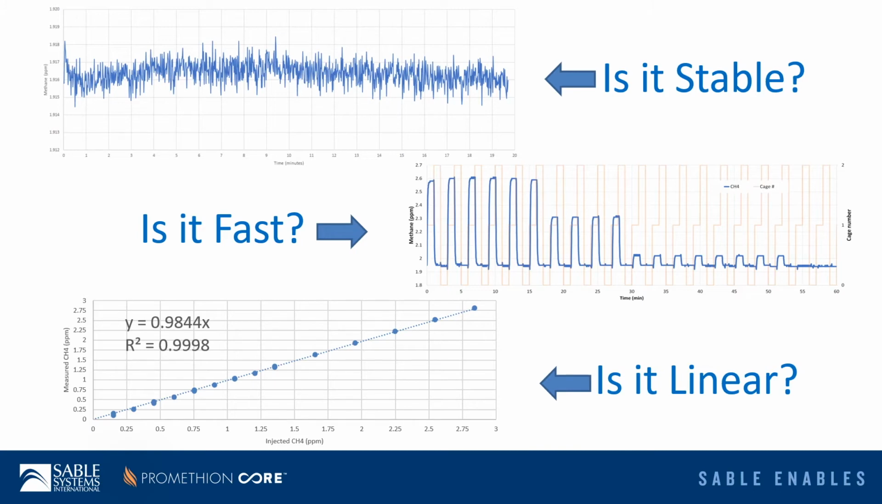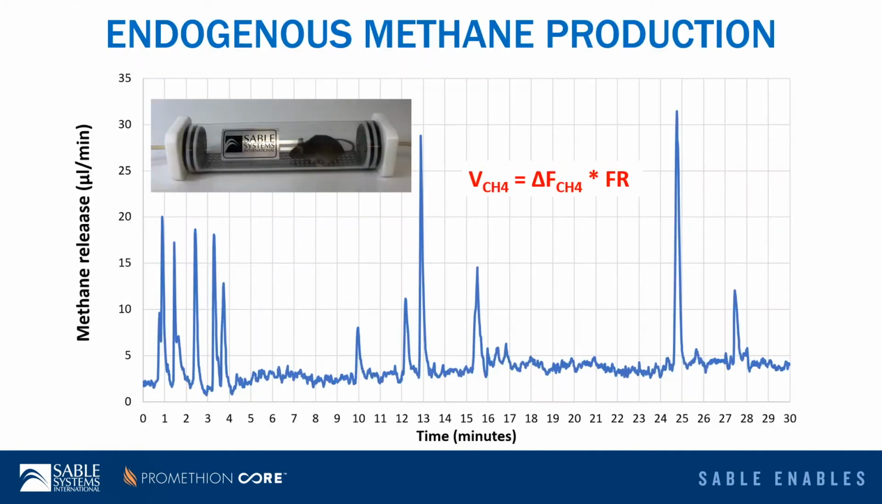Finally, is the response linear and repeatable? Well, the bottom graph shows where I'm generating physiologically relevant methane mixtures between 0 and 3 parts per million. What we see is very linear, and it's not shown here, but this linear response actually extends up to concentrations of 100 parts per million. Your animals might produce that much. We'll have to see.